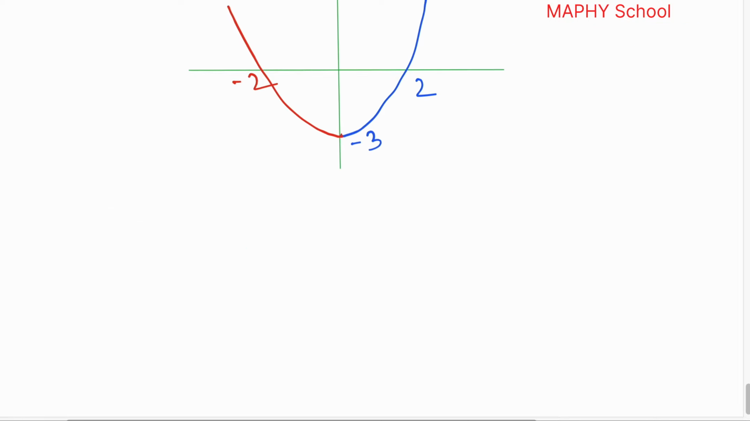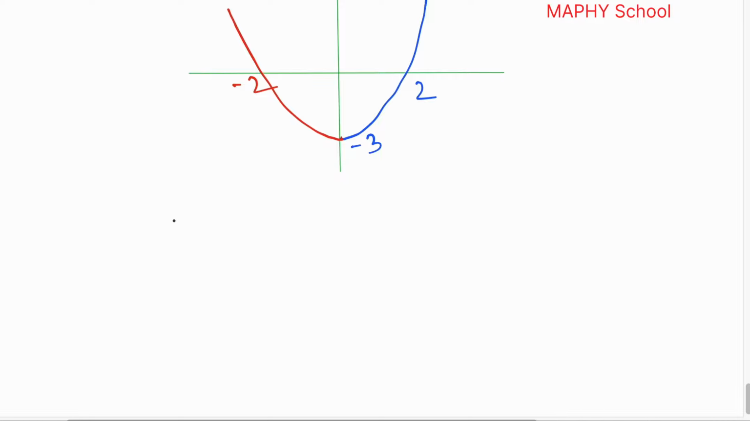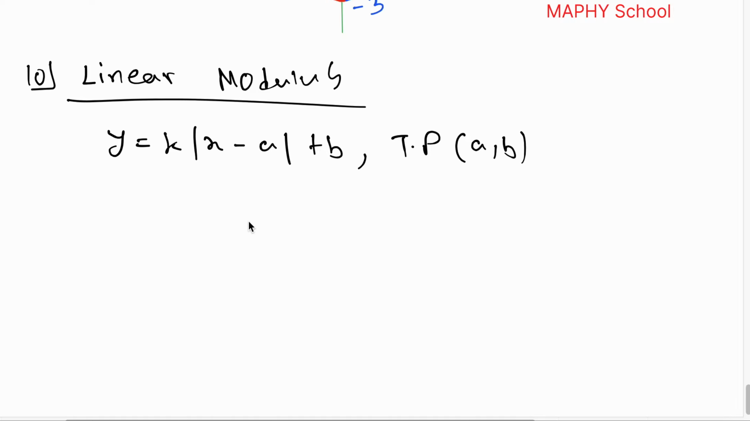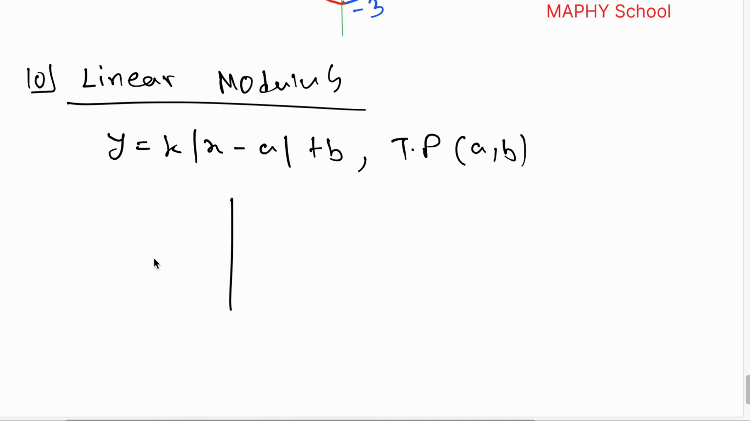Now we are going for linear modulus. Linear modulus, topic number 10. Y is equal to k times modulus of x minus a, plus b. Here the turning point is a and b. So linear modulus curves are of two types, something like this.